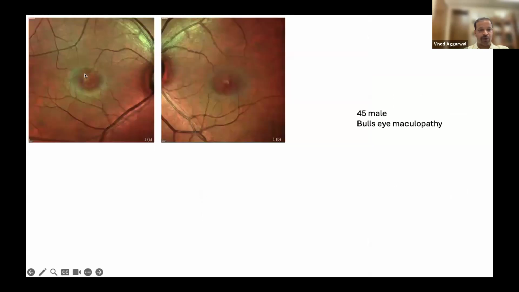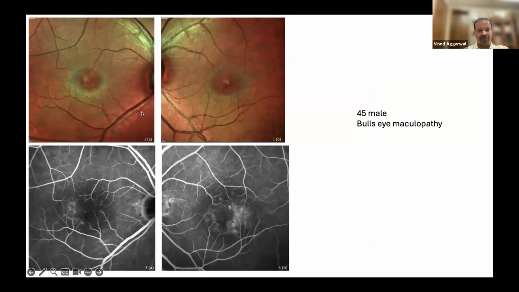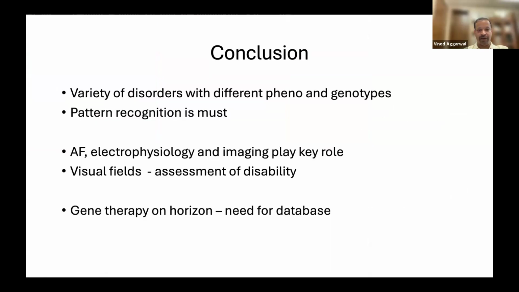Another patient was referred to us as bullseye maculopathy. You can see there is a nice little ring sitting at the macula. But when we did FA, this patient was actually having MacTel type 2. So there are things which can simulate dystrophies, but one has to be aware.